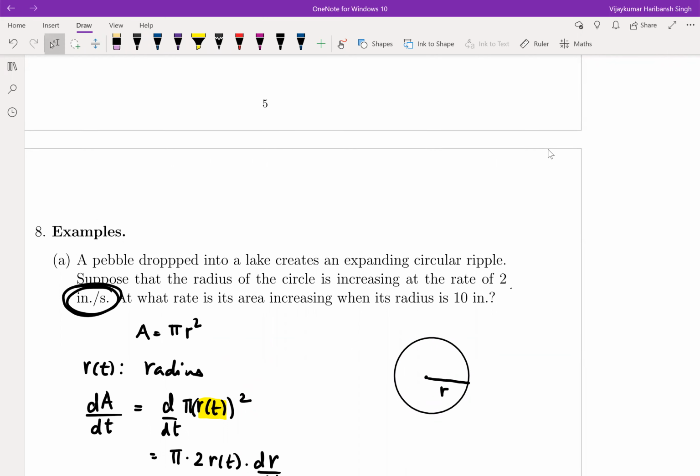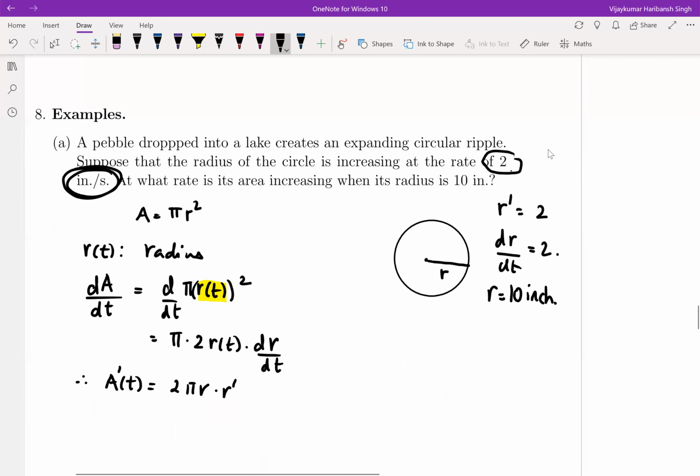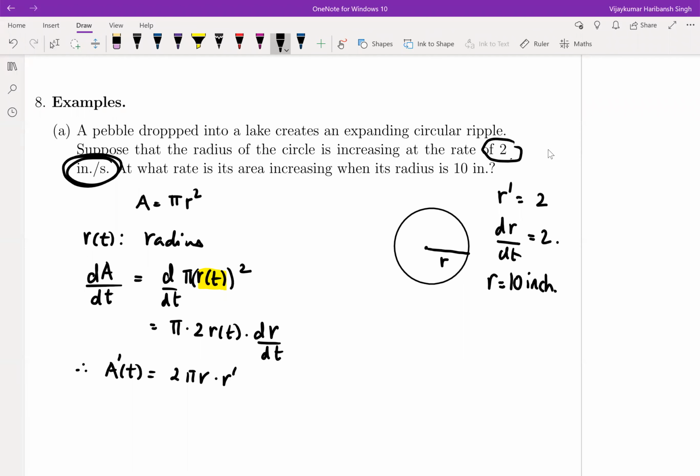So now the problem says the radius is increasing at the rate of 2 inches per second. So I'm already given r prime equals 2, or dr by dt equals 2, whichever notation you want to use. And you're given r is 10 inches. So let's put this here. What is happening to the area when r is 10?